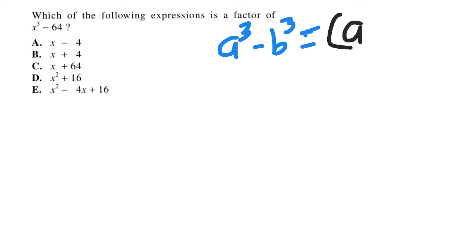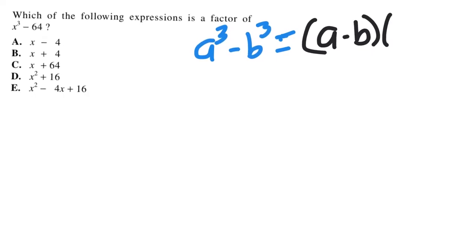So a cubed minus b cubed factors to be a minus b times a squared plus ab plus b squared. So in this problem, the a value is going to be x, and the b value is going to be 4.